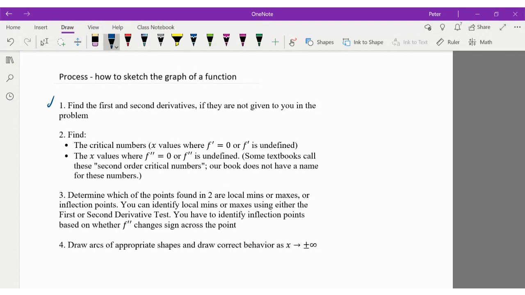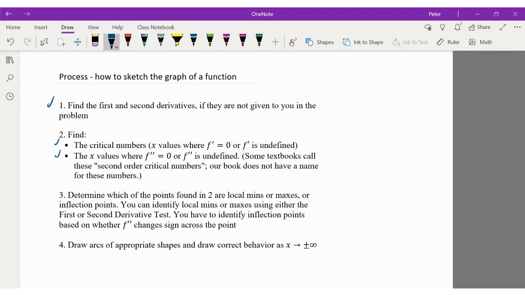Then what you want to do is find the critical numbers and the places where f double prime is either 0 or undefined. There's a certain lack of symmetry to those terms. I will say that the textbook we use in Math 135, which is the other Calc 1 course that Rutgers offers, refers to these as first order critical numbers and second order critical numbers, depending on whether you find them through the first or second derivative. Our book doesn't use that term, or at least I haven't seen it in the book. So I won't push that term on you, but basically we're just looking for places where the first and second derivative are either 0 or undefined.